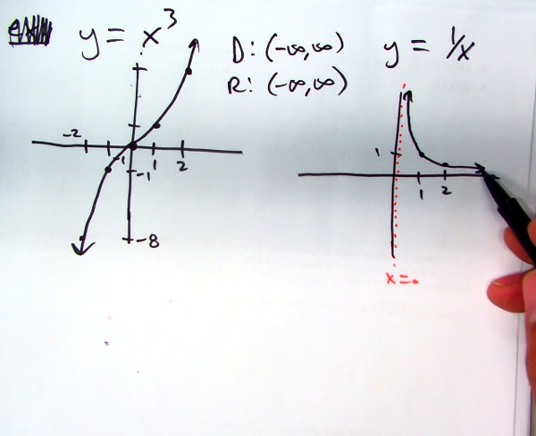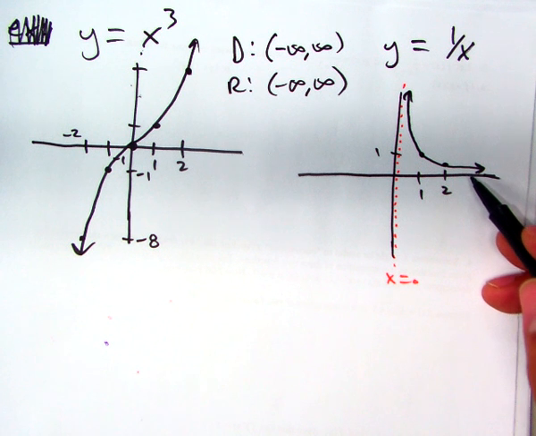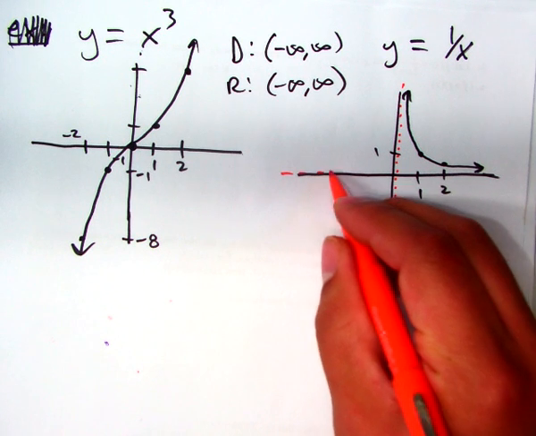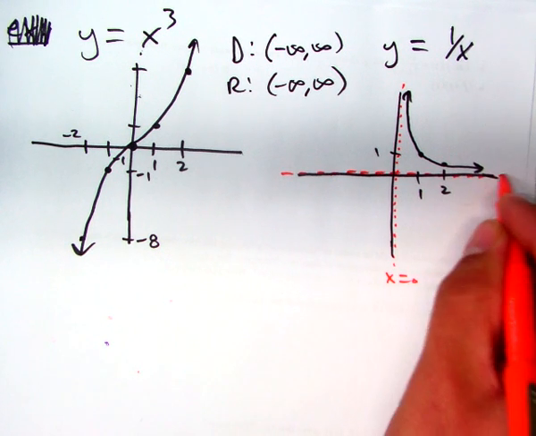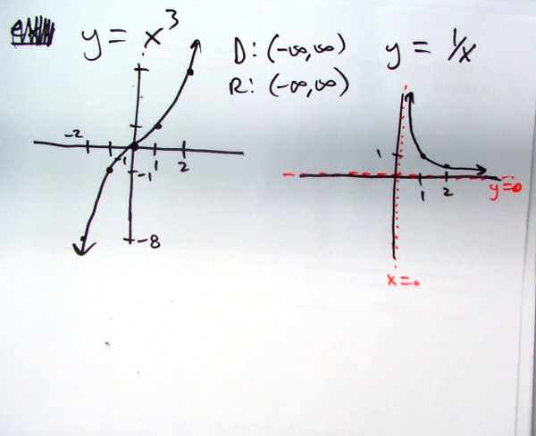It is still going down. It's hard to draw because it still decreases, right? At 3, it's a third. At 4, it's a quarter. This gets closer and closer to y equals 0, but never does. It never does. Very good. So there's another asymptote at y equals 0. It does have origin symmetry.